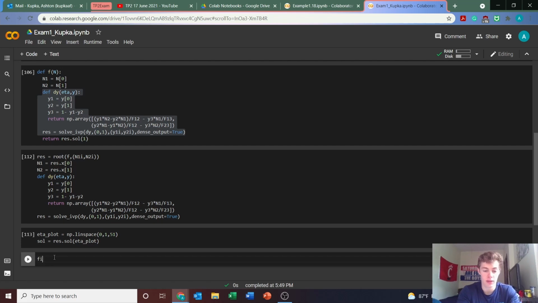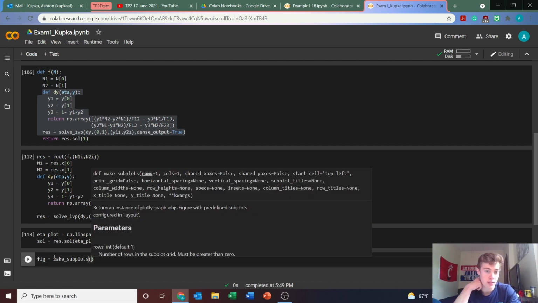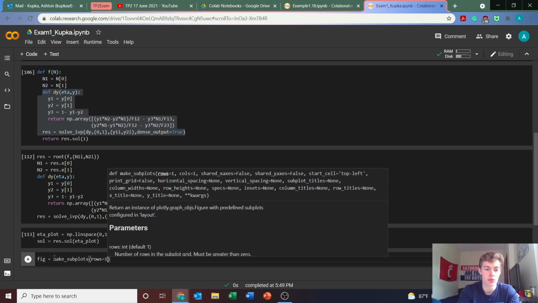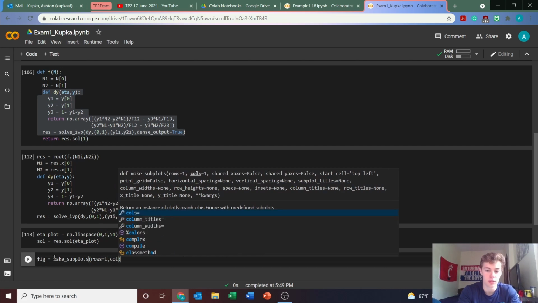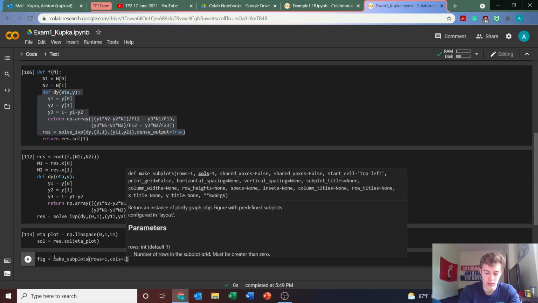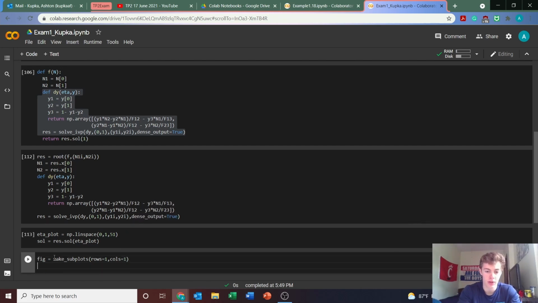So we're going to say fig equals make_subplots from our import above. And then it's going to ask us for the rows. We want rows equals 1, and columns equals 1. We're going to add our individual data points, so fig.add_trace, and then we're going to use what we imported from above.